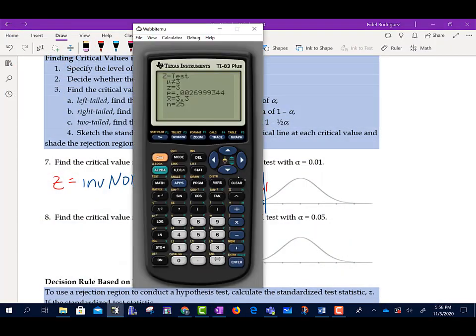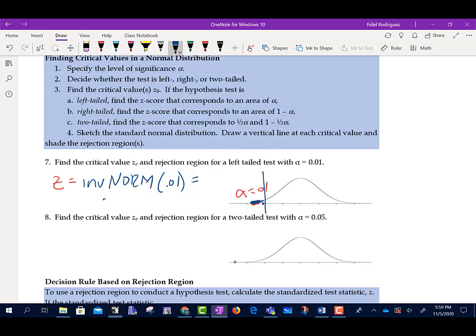Okay, so I'm going to take my calculator. Let me clear this out. I'm going to go second vars, go down to inverse norm, and type in 0.01. And hit enter, and the z-value that I'm coming up with is negative 2.33. So my z-value is negative 2.33.